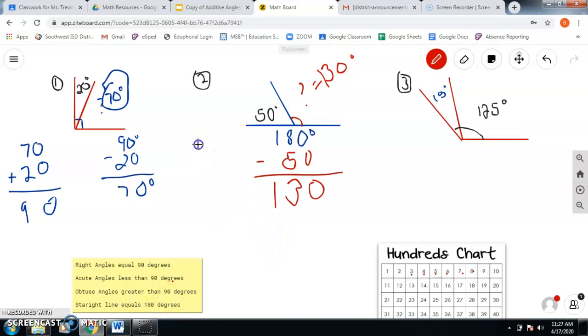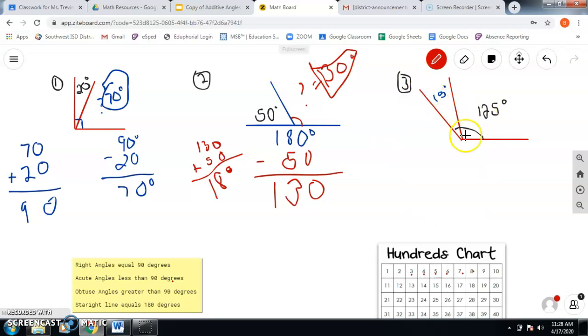Let's check our answer. 130 plus 50 should be 180, right? That's the answer we're looking for, because we're looking for this angle right here, that straight line. 0 plus 0 is 0. 3 plus 5, you start at 3, count 5, 1, 2, 3, 4, 5, 8, and then 1, 180, okay? So this was our missing angle. Okay, moving on to number 3.